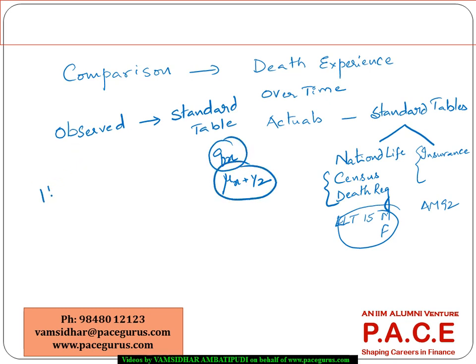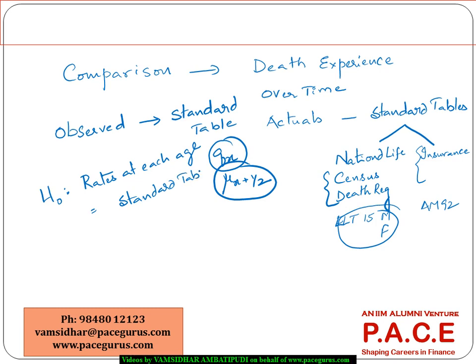So, typically, I am doing a statistical test with a null hypothesis saying the true mortality rates, the real mortality rates at each age, are equal to the rates that are determined by the standard tables.